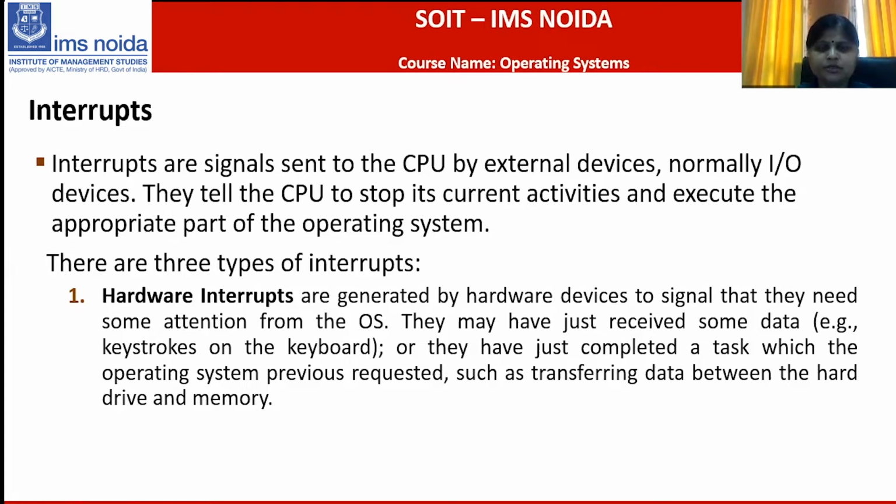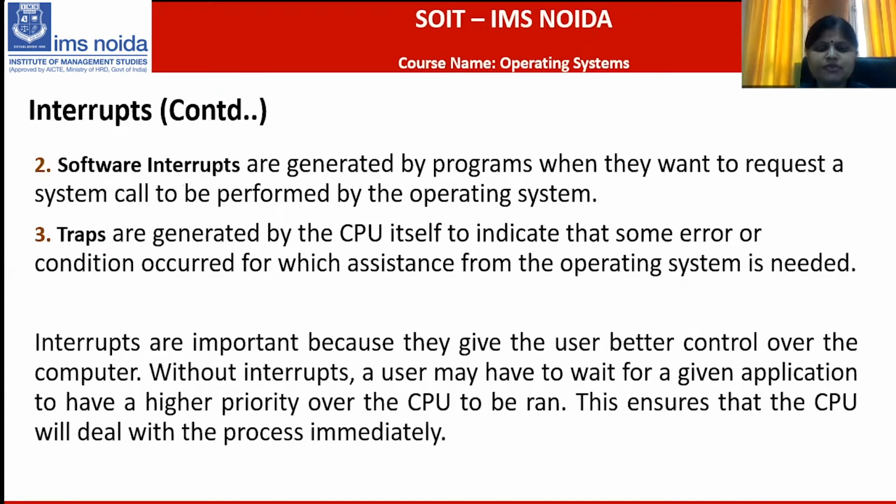There are three types of interrupts. The first is hardware interrupts. Hardware interrupts are generally generated by hardware devices to signal that they need some attention from the operating system. They may have just received some data, for example a keystroke on the keyboard, or they have just completed a task which the operating system previously requested, such as transferring data between the hard drive and memory. The next type is software interrupts. Software interrupts are generated by programs when they want a system call to be performed by the operating system.